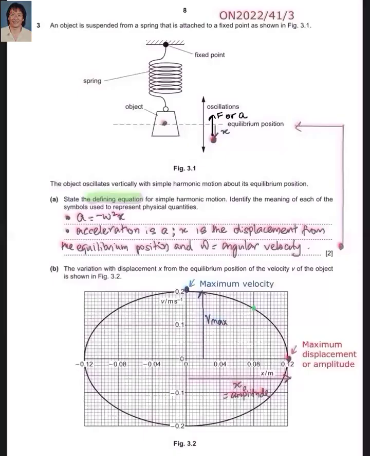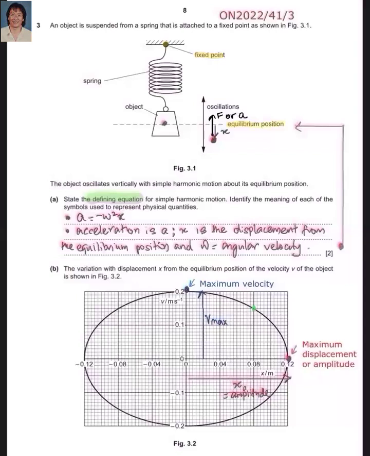This is October/November 2022, variant 41, question number 3. An object is suspended from a spring that is attached to a fixed point, as shown in figure 3.1. The fixed point is here. The object oscillates vertically with simple harmonic motion about its equilibrium position. This is the equilibrium position, which is given.